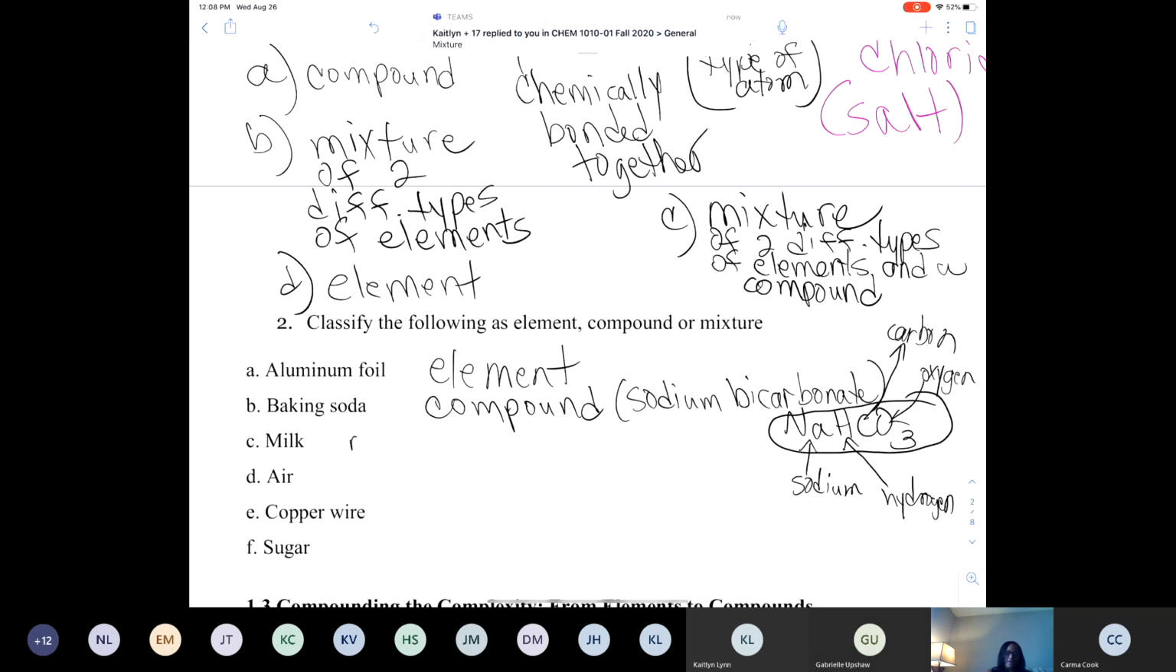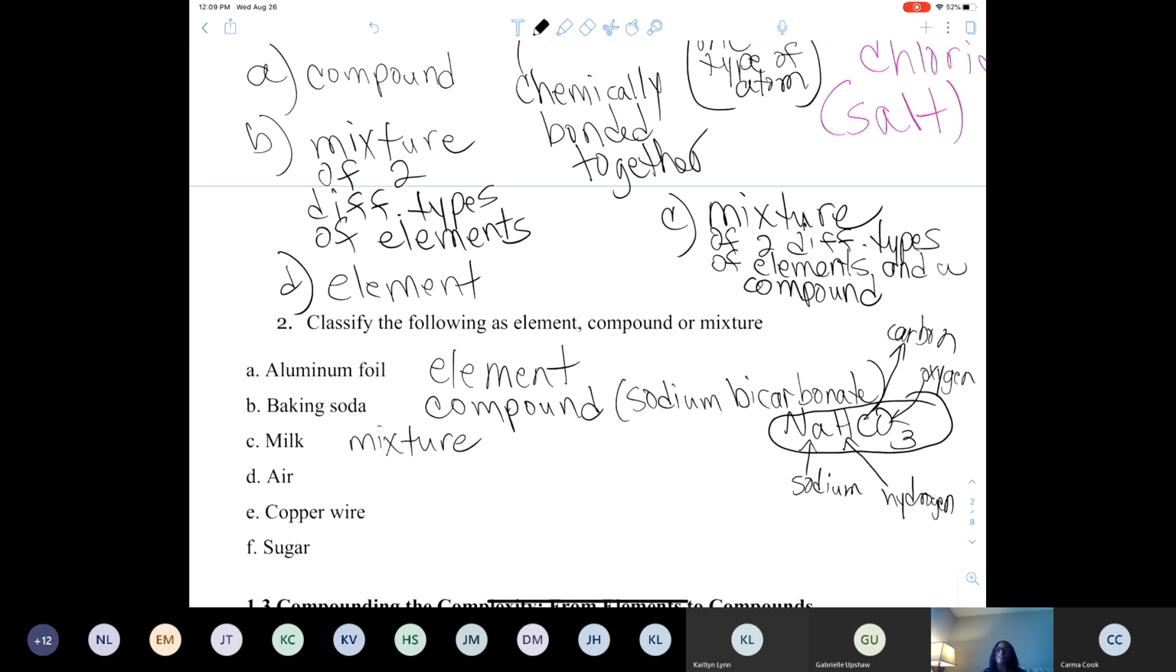Milk would be a mixture. Very good. Milk is composed of lots of different things. You've got protein that is in milk. You've got the sugar lactose that is a part of milk, unless you have the special type of milk that doesn't have any lactose, and they do different chemical processing methods to remove the lactose. And then milk also contains fat. So there are lots of different components in milk, and that makes it a mixture.